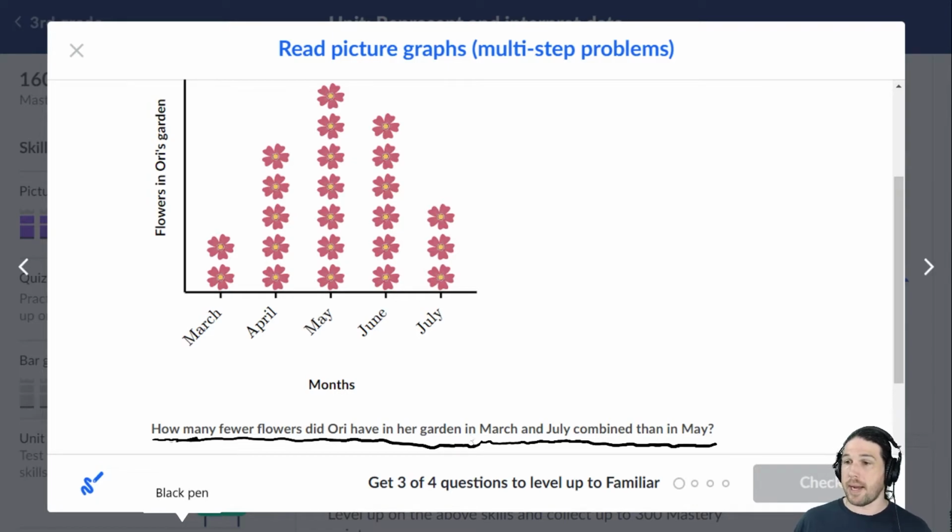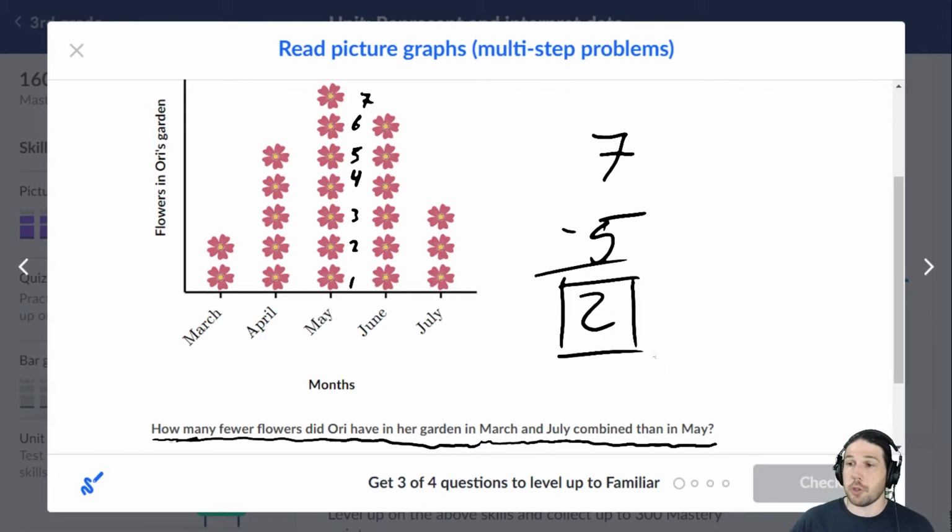March and July combined, that would be how much? 1, 2, 3, 4, 5 of the pictures. I will convert this later to actual flowers, okay? How many fewer did Ori have in her garden in March and July combined than in May? In May, it had more. I see 1, 2, 3, 4, 5, 6, 7 flower pictures in May. Did I get that right? 1, 2, 3, 4, 5. Yes. Okay, just making sure I got that right. So the answer is 2.